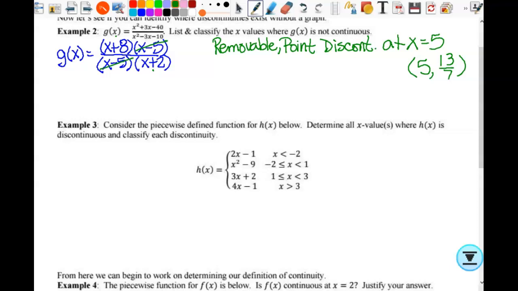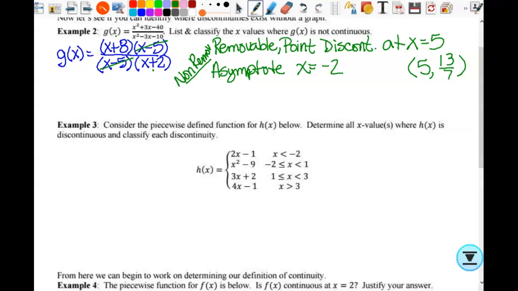All right, is that the only discontinuity we have? No. We also have what? Asymptote. So we have non-removable, which is asymptote, at x equals what? -2. Okay. We okay with that? What questions you got about that?